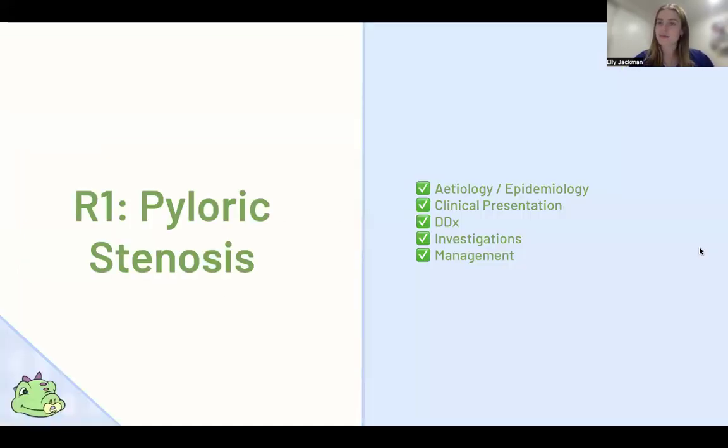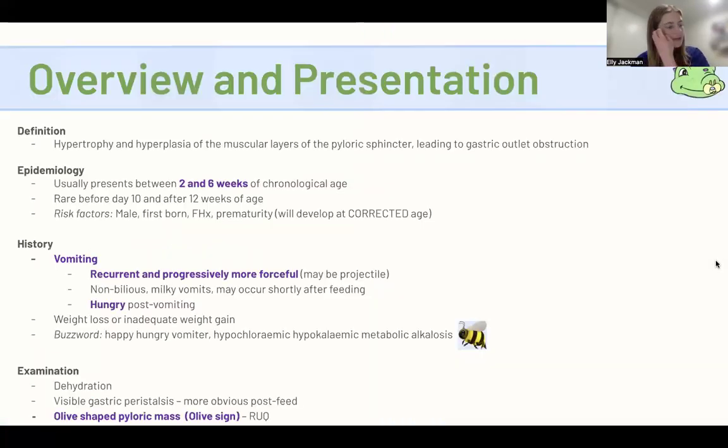Our next condition that we'll be going through is pyloric stenosis. So pyloric stenosis is hypertrophy and hyperplasia of the muscular layers of the pyloric sphincter, which leads to gastric outlet obstruction. So it usually presents between 2 and 6 weeks of chronological age, and it's rare before day 10 and after 12 weeks of age.